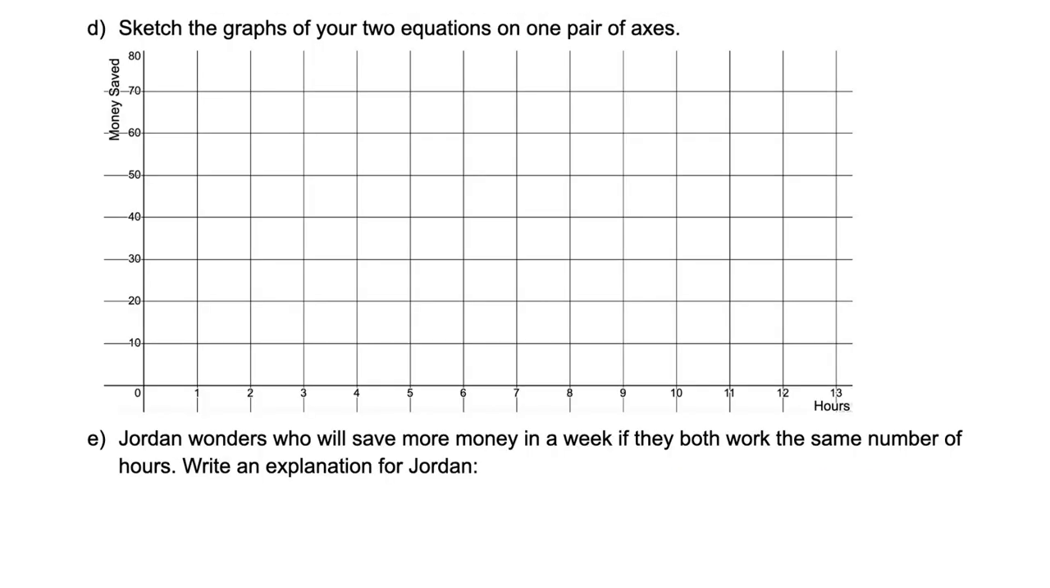We can also sketch out what this scenario would look like graphically. So please take a moment to do that. We have the hours along the x-axis. We have the money saved along the y-axis. And I just did a quick sketch here. I put in all the points, but you really could graph the intercepts and then that point of intersection that they have here at 4 hours and 48. And you can see that in the table as well.